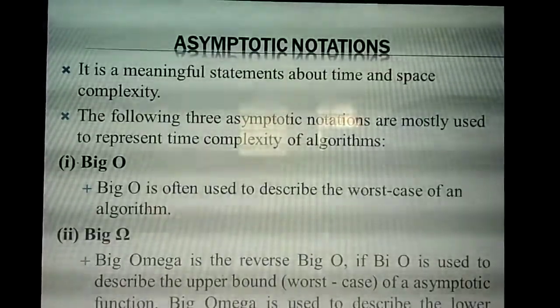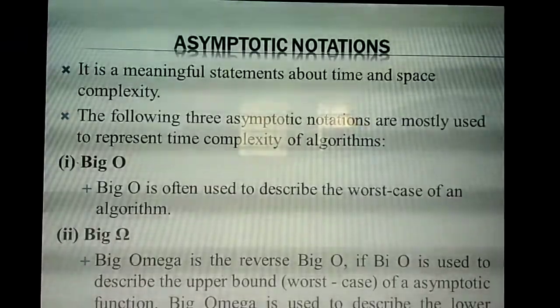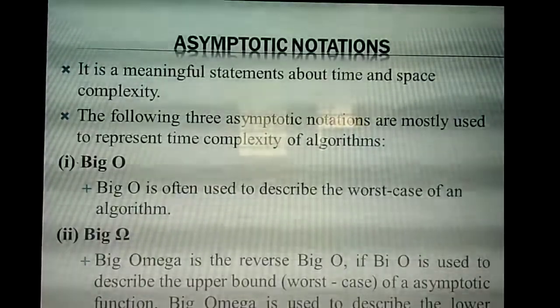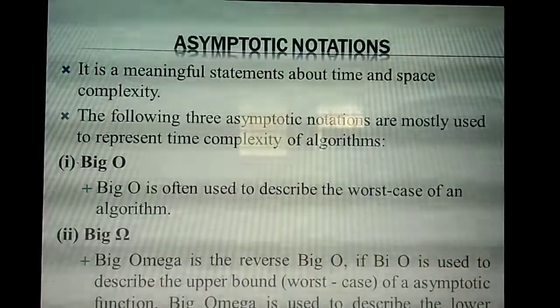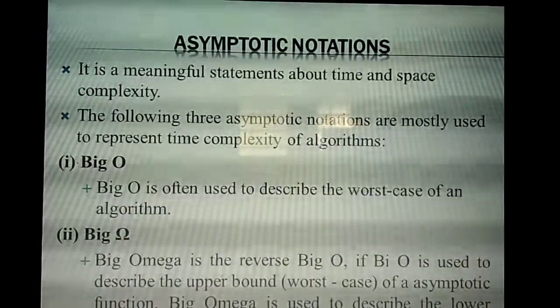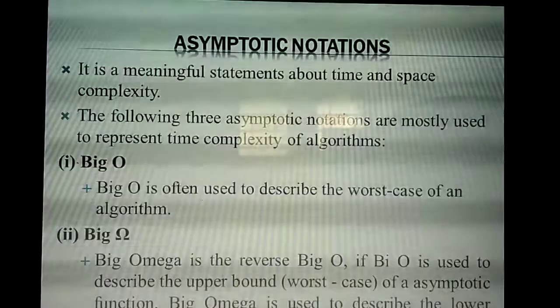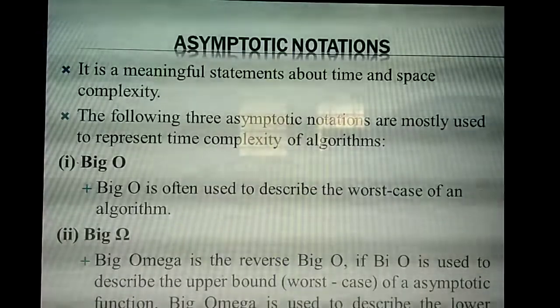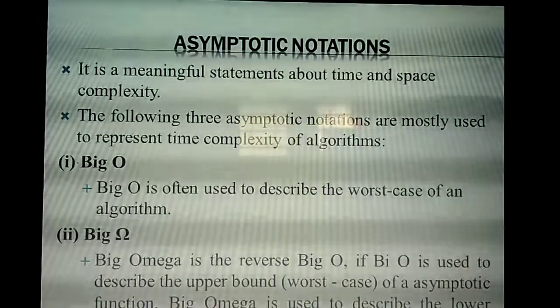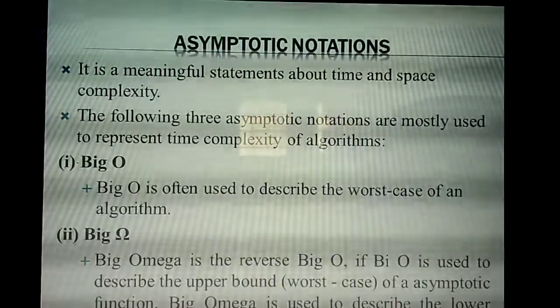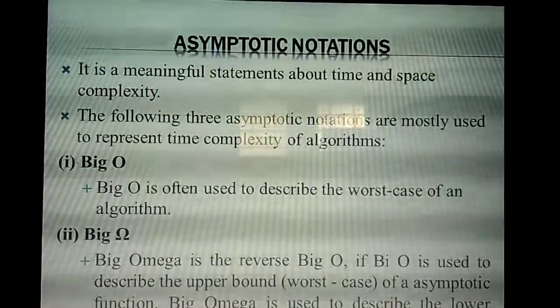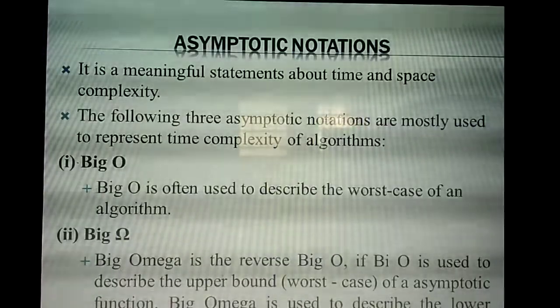This is a very important 3-mark question. Maybe you have already studied this in maths, like a mathematical problem. Okay, asymptotic notation. What do you mean by asymptotic notation? It is something meaningful, as I said in the last slide. If you are going to calculate time and space, here you are giving some meaningful statements to calculate what? Time and space complexity. Okay, so for that you are using 3 asymptotic notations.